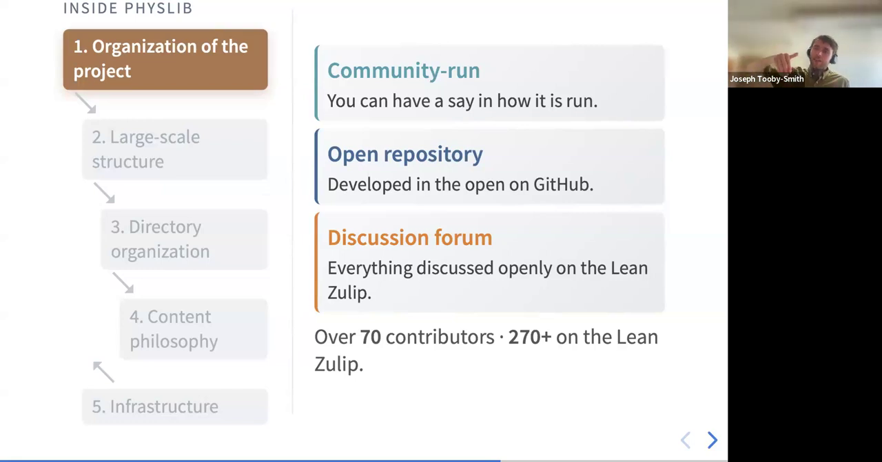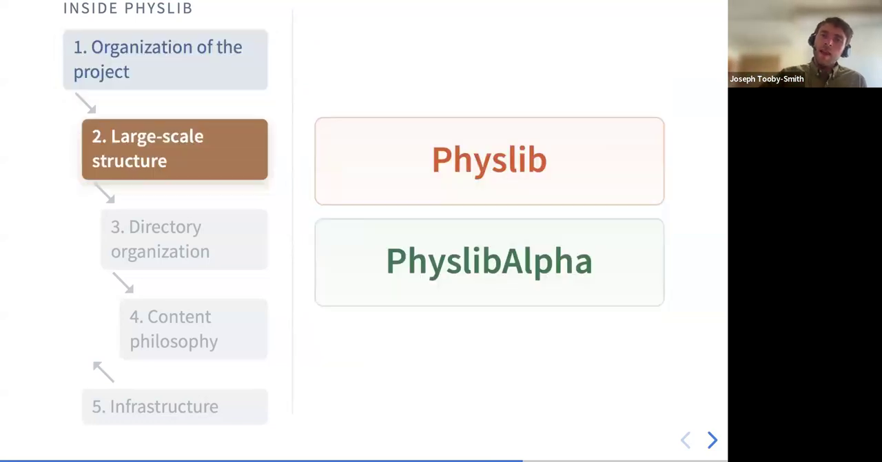I now want to go slightly further down the rabbit hole of the structure and talk about the large scale structure. This is basically to mention something that we are currently trialing. We have introduced something called Physlib Alpha. This is still part of the same repository, but the idea here is that Physlib, or the directory Physlib within the repository, is the core, the foundational file system where everything that goes into it is carefully reviewed, carefully checked that it's easily maintainable, efficient, looks good, something that we can trust for the future.